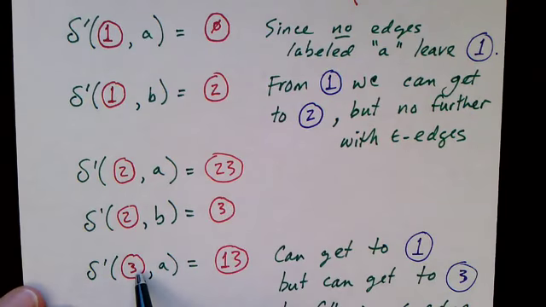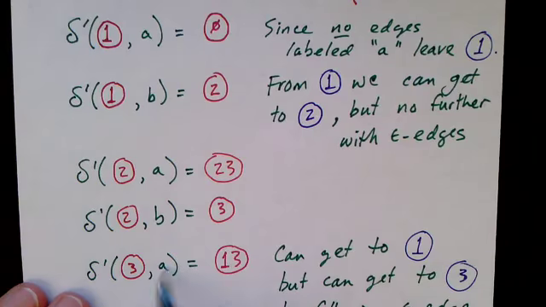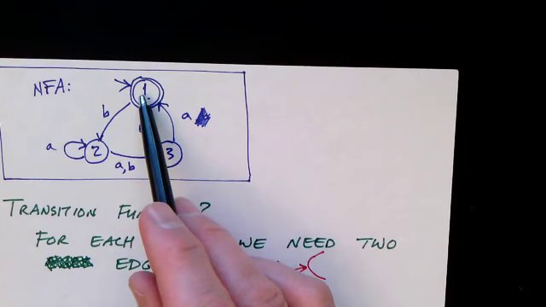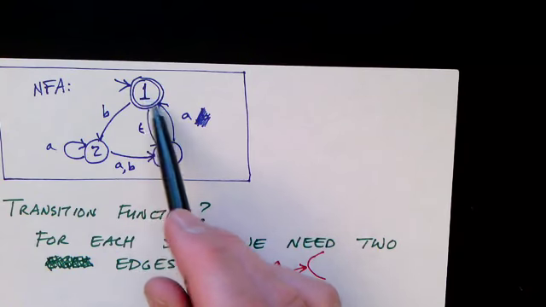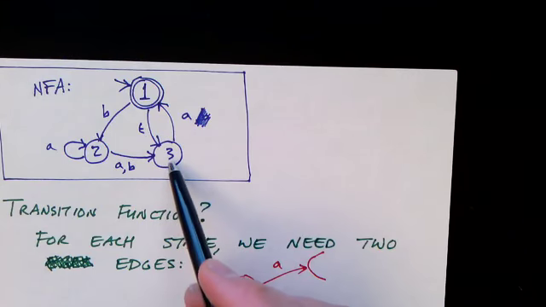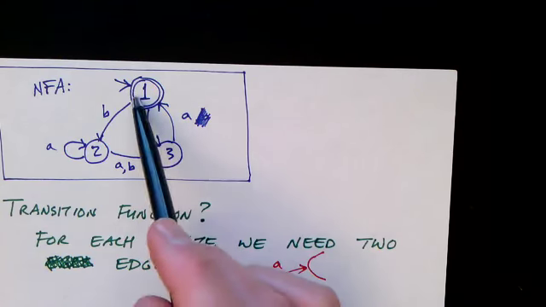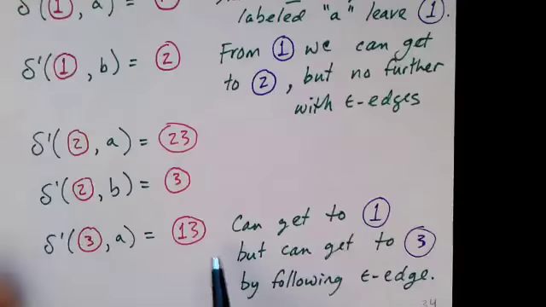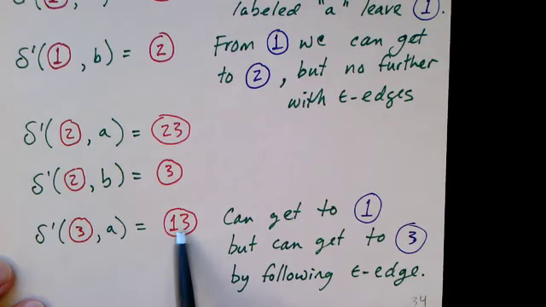Now what about if we're in state 3 and we get an A? If we're in state 3 and we get an A, we go to 1. But we can also take an epsilon edge and get back to 3. So we can be in state 1 and state 3. So let's put that down here as state {1, 3}, because we can get to 1, and then from 1 we can get to 3 by following an epsilon edge.